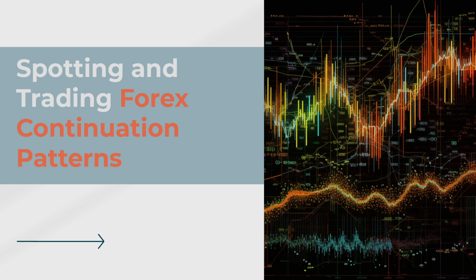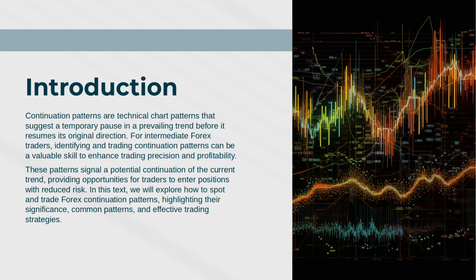Spotting and trading Forex continuation patterns. Introduction. Continuation patterns are technical chart patterns that suggest a temporary pause in a prevailing trend before it resumes its original direction. For intermediate Forex traders, identifying and trading continuation patterns can be a valuable skill to enhance trading precision and profitability. These patterns signal a potential continuation of the current trend, providing opportunities for traders to enter positions with reduced risk. In this text, we will explore how to spot and trade Forex continuation patterns, highlighting their significance, common patterns, and effective trading strategies.